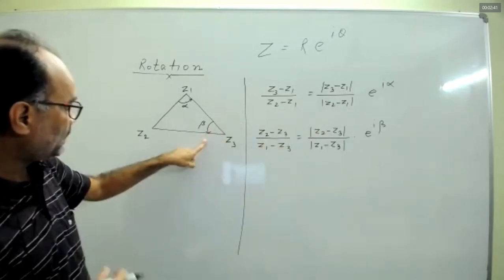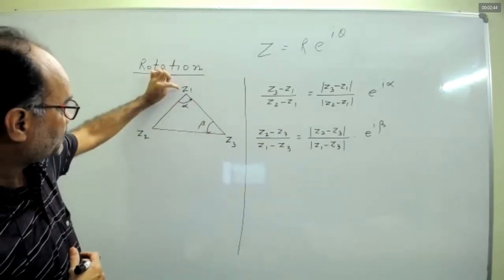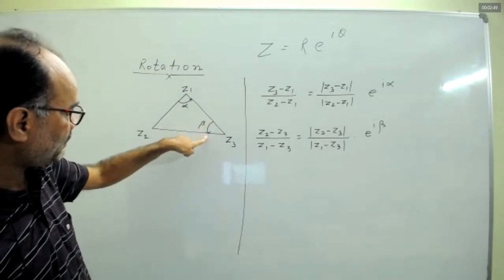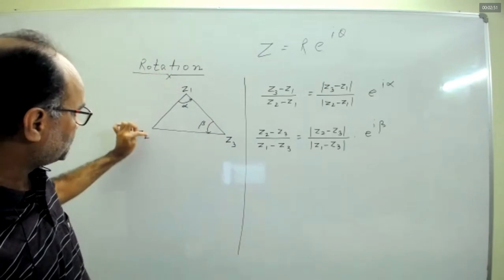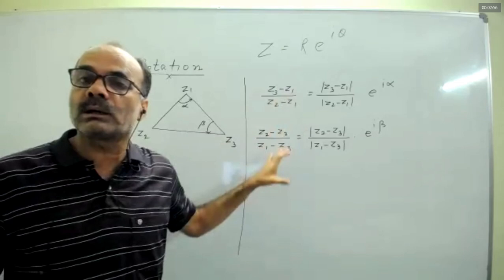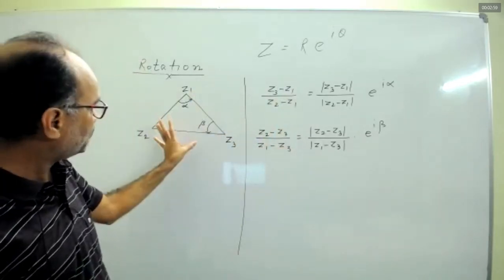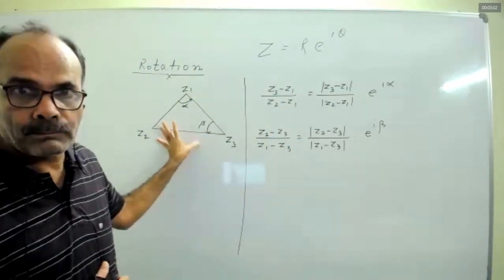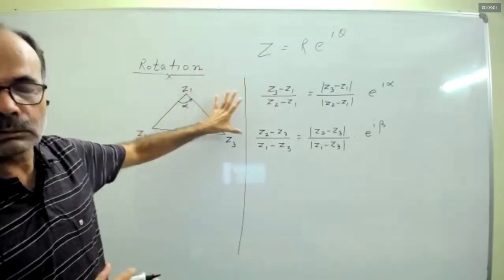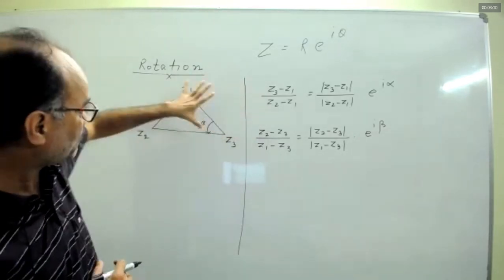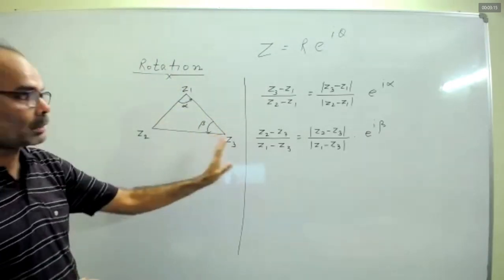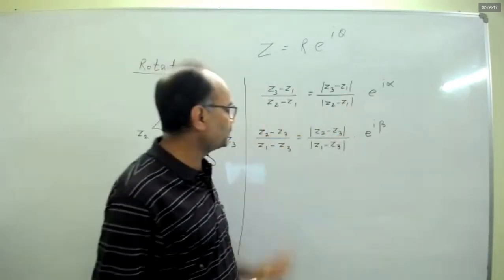The same thing we can say if we rotate Z1 about Z3 through an angle beta in the anti-clockwise direction, and the new position of Z1 is Z2, then this result can be established. And when we apply rotation, this length may not be the same. Generally it will be the same, but in general, if you rotate it, this length can be less or more. In general, this is the result.